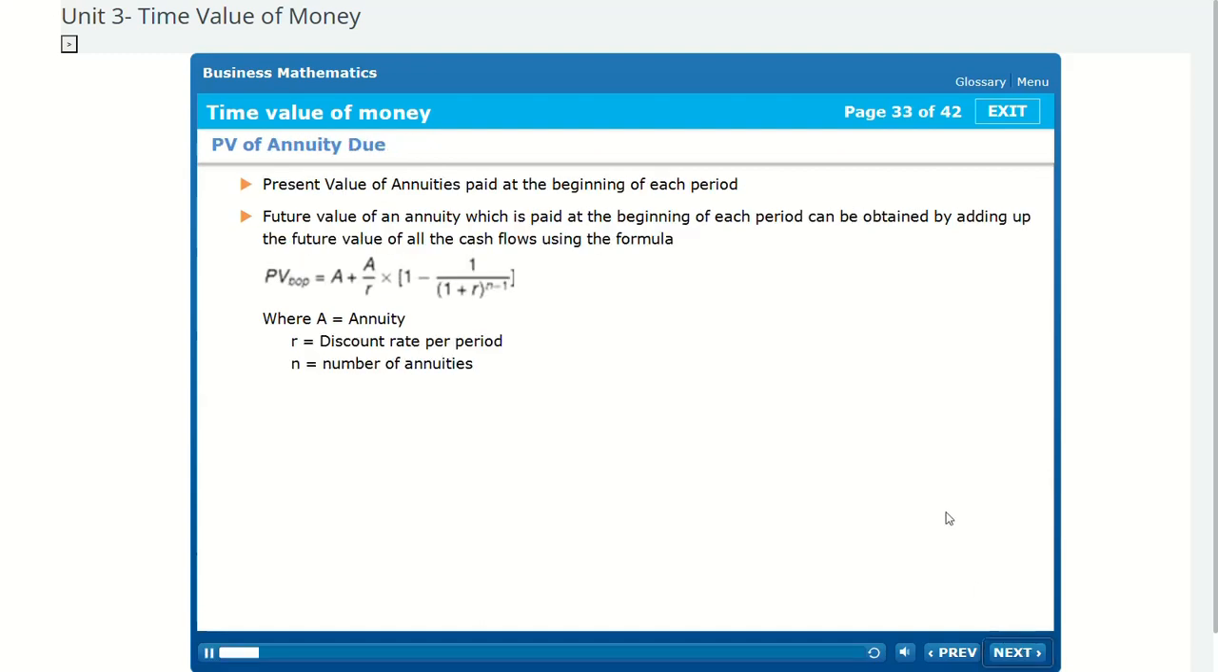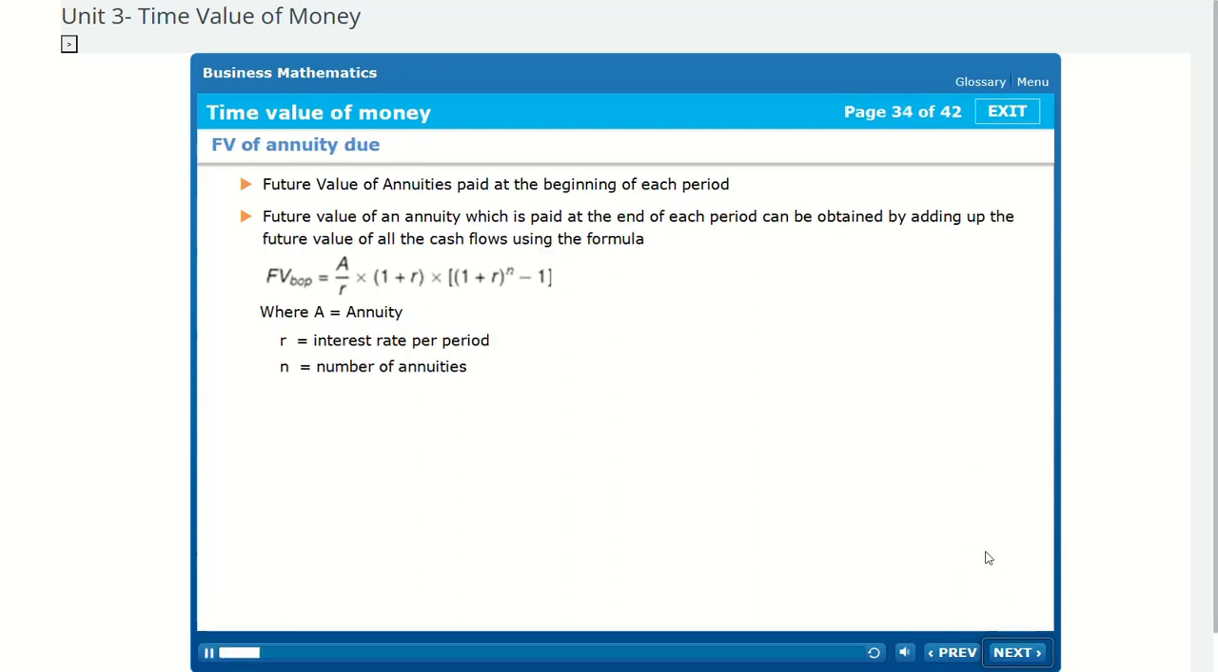PV of annuity due. Present value of annuities paid at the beginning of each period. Future value of an annuity which is paid at the beginning of each period can be obtained by adding up the future value of all the cash flows using the formula, where A equals annuity, R equals discount rate per period, N equals number of annuities.